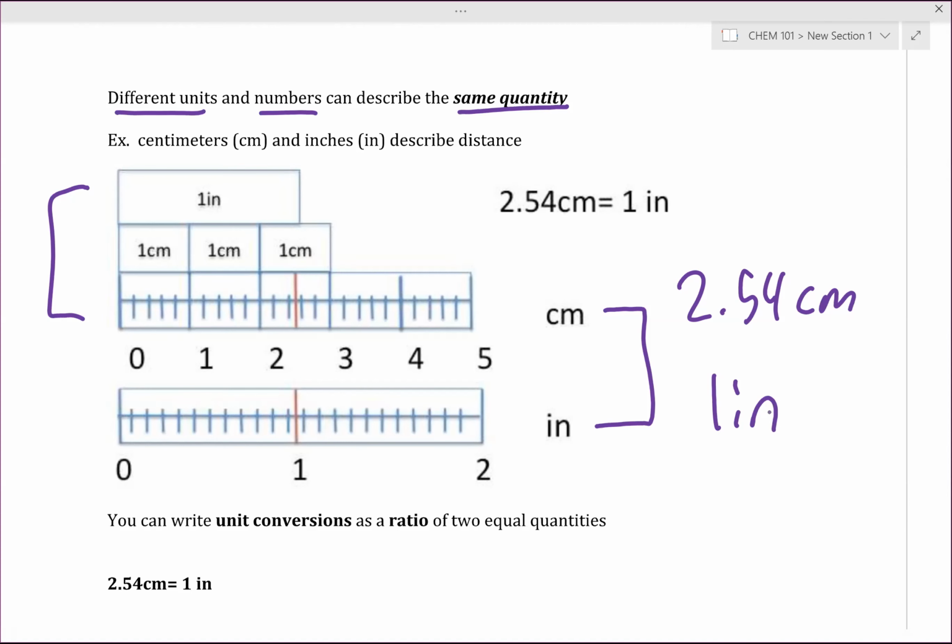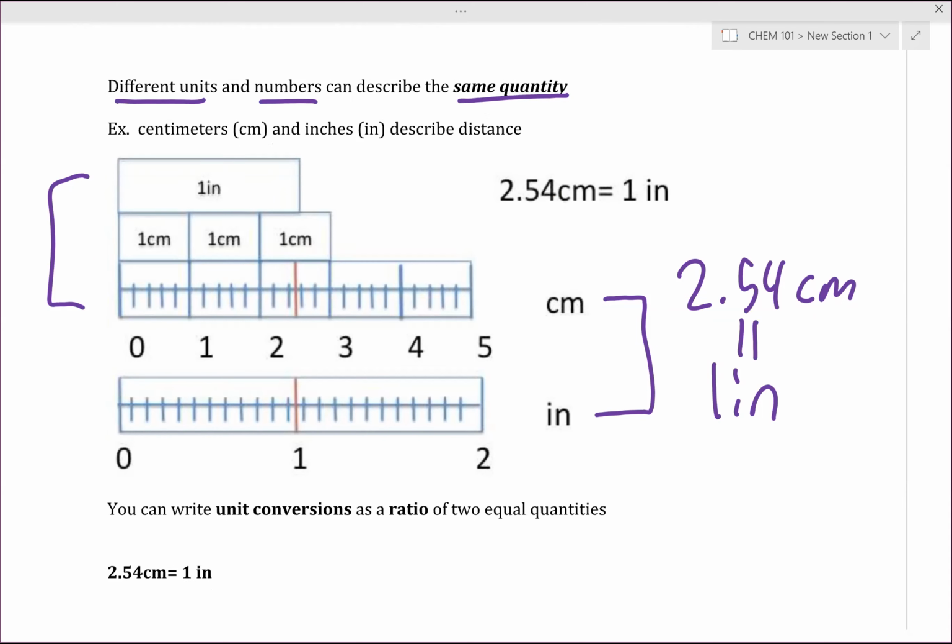Yes. So we have a different number and unit describing the same quantity, the same distance in our physical world. This is why unit conversions work. This is how we can go from one number in unit to another number in unit and still be describing the same thing in our physical world.